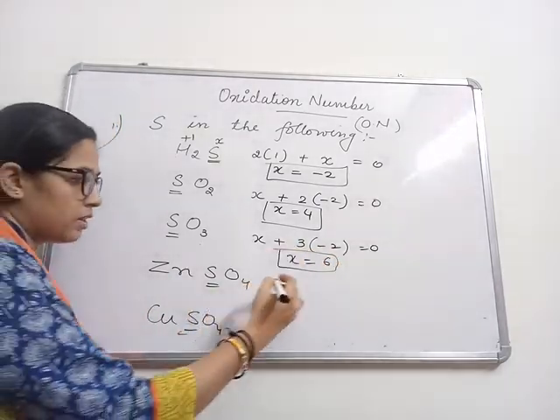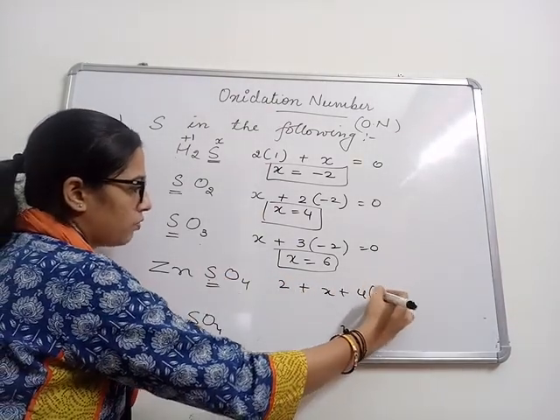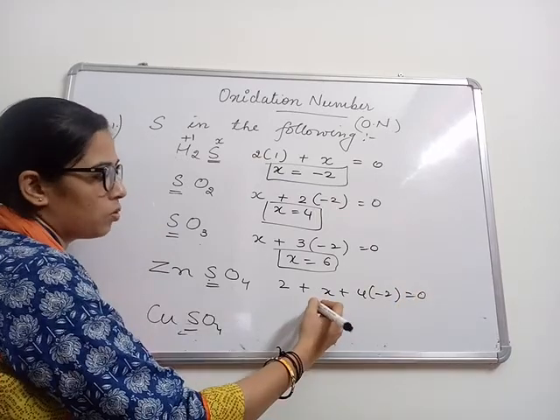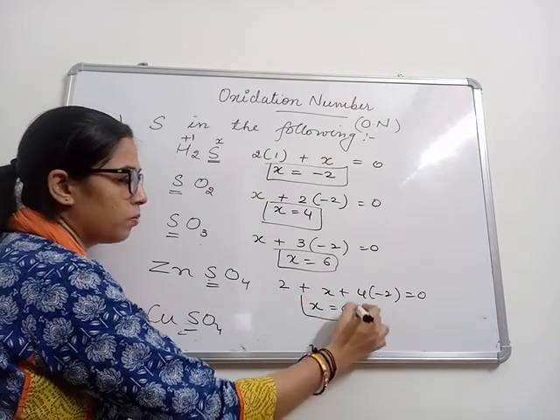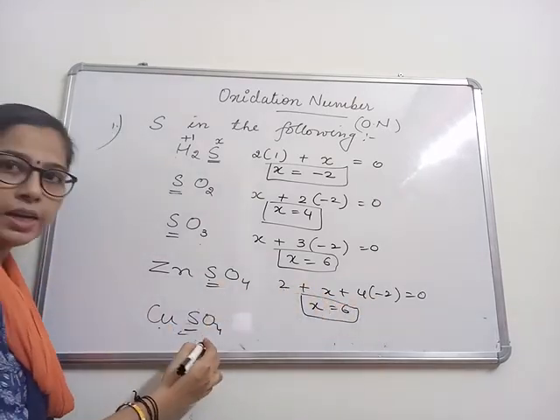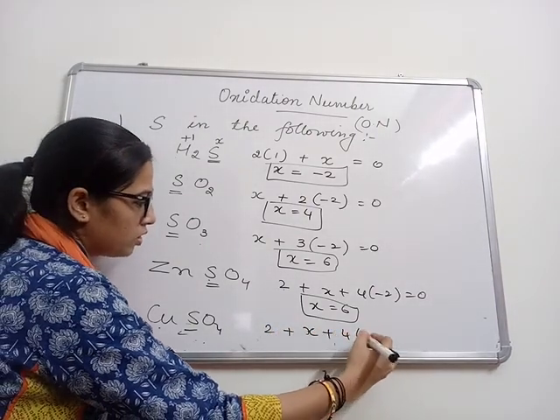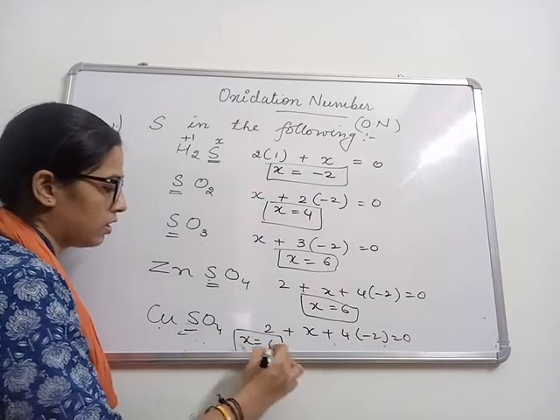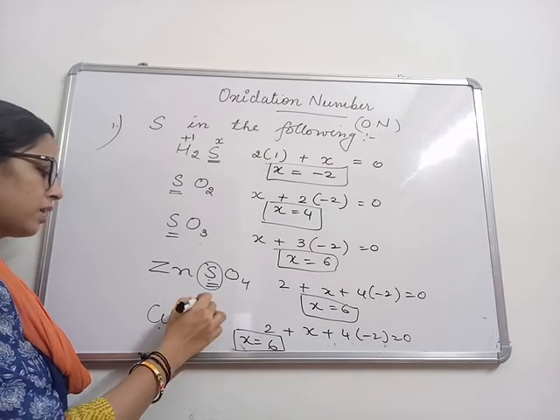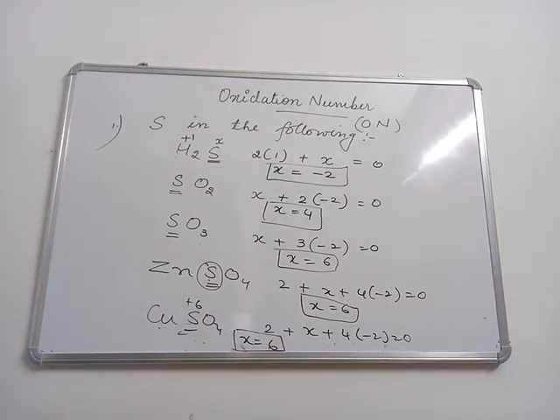In zinc sulfate, zinc is metal with +2 state. Sulfur we don't know, 4 oxygen with -2 and the sum is equal to 0. So -8 and 2 it becomes minus of 6, so X is equal to +6 in zinc sulfate. Similarly in copper sulfate, copper +2, sulfur we don't know, 4 oxygen with -2 and overall charge 0. So sulfur is again in +6 state. So when you have sulfate, it is in +6 state. So this is how we find the oxidation state or oxidation number of the sulfur in following compounds.